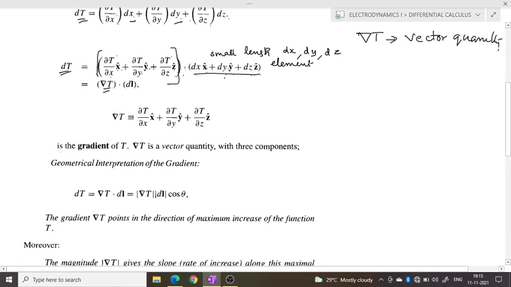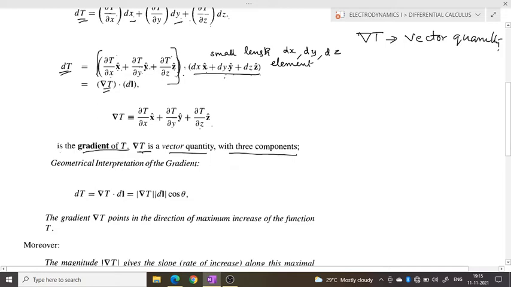So del t is equivalent to dou t by dou x x cap plus dou t by dou y y cap plus dou t by dou z z cap, which is called the gradient of t. This is new to us. So try to remember the equation for del t. Del t is a vector quantity with 3 components.